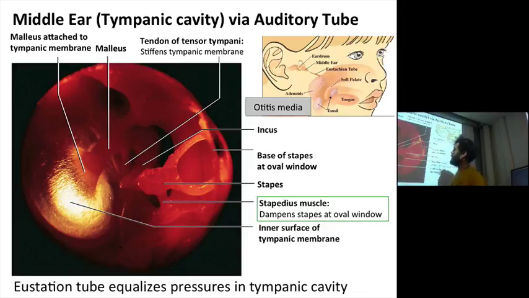There's the tensor tympani, where would that be? Here it is. The tensor tympani muscle, which inserts on the malleus, and the stapedius, which inserts on the stapes. These are muscles that when there's a loud noise, they tense up and minimize the vibration. They dampen the vibration of those bones to try to protect your hearing.